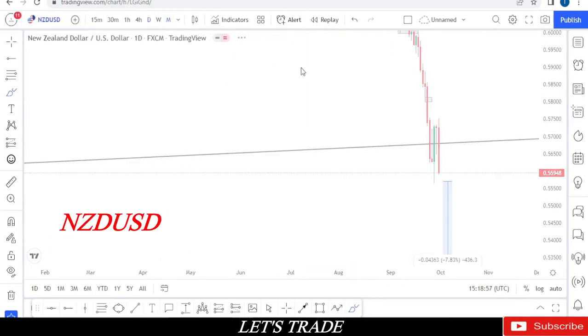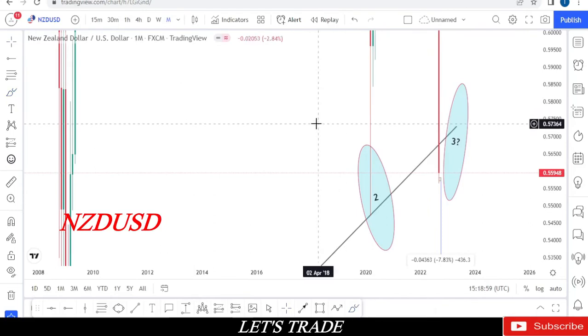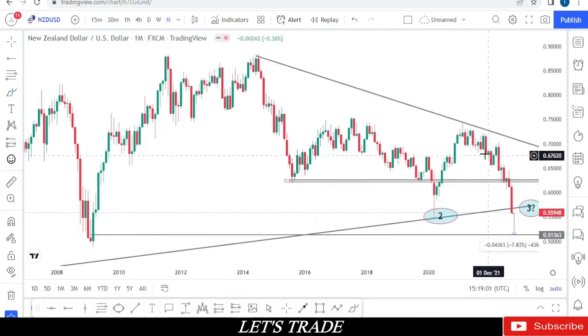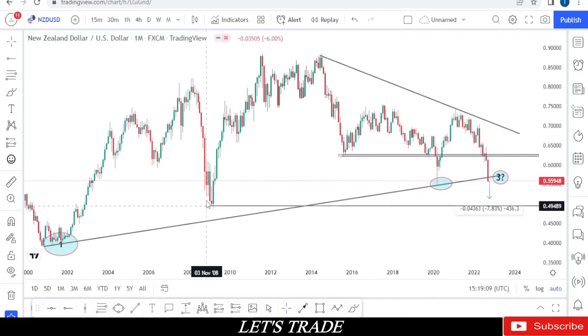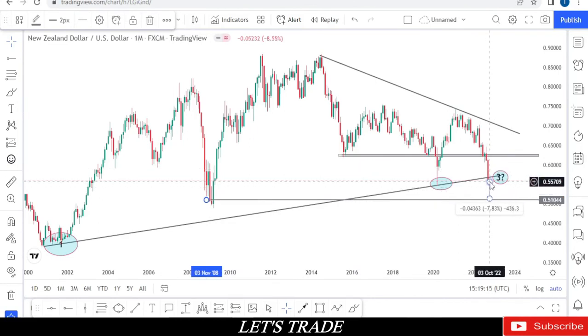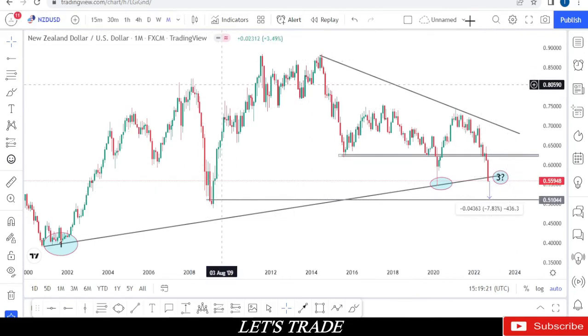NZD USD, let's start from the monthly time frame. We're at an interesting zone on the monthly time frame. As a matter of fact, there's a trend line that price has broken below. So what I think price has in mind to do is to come into this zone here, since it has broken and closed below the trend line. So I'll be hoping for price to come into this zone before doing anything else.